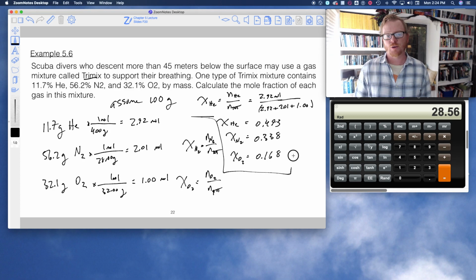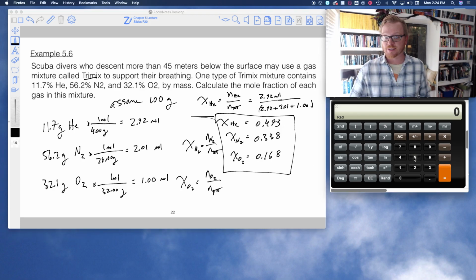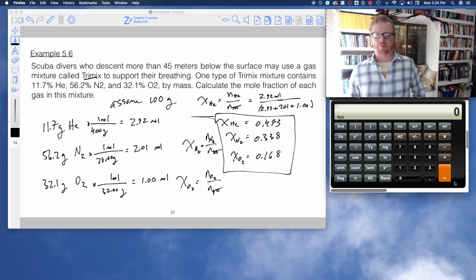And here's how you know if you did this correctly. They should all add up to, you guessed it, 1.00. Okay, 0.493 plus 0.338 plus 0.168. Beautiful. 0.999. Okay, close enough, right? Some sig fig situation happened there.